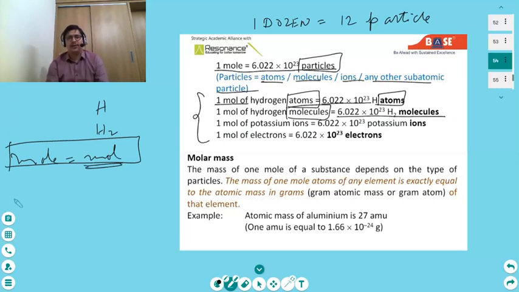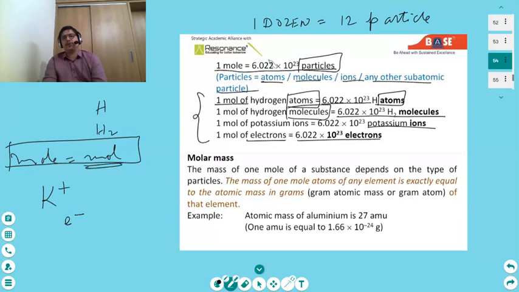1 mole of potassium ion, which is a positive ion, K plus, is equal to Avogadro number of potassium ions, and 1 mole of electron, represented as e minus, is equal to Avogadro number of electrons. So in a nutshell, 1 dozen means 12, 1 mole means Avogadro number, and that number is 6.022 into 10 to the power 23. Any doubt in that?